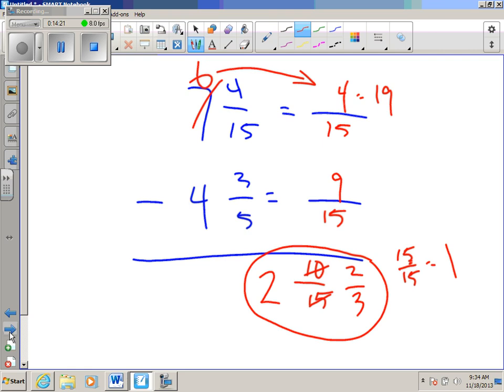Yeah. Because this turned into 19, Mia. Because I brought 15 15ths over to the 4 15ths. 15 plus 4 is 19. Then take the 19, subtract 9, you get the 10.